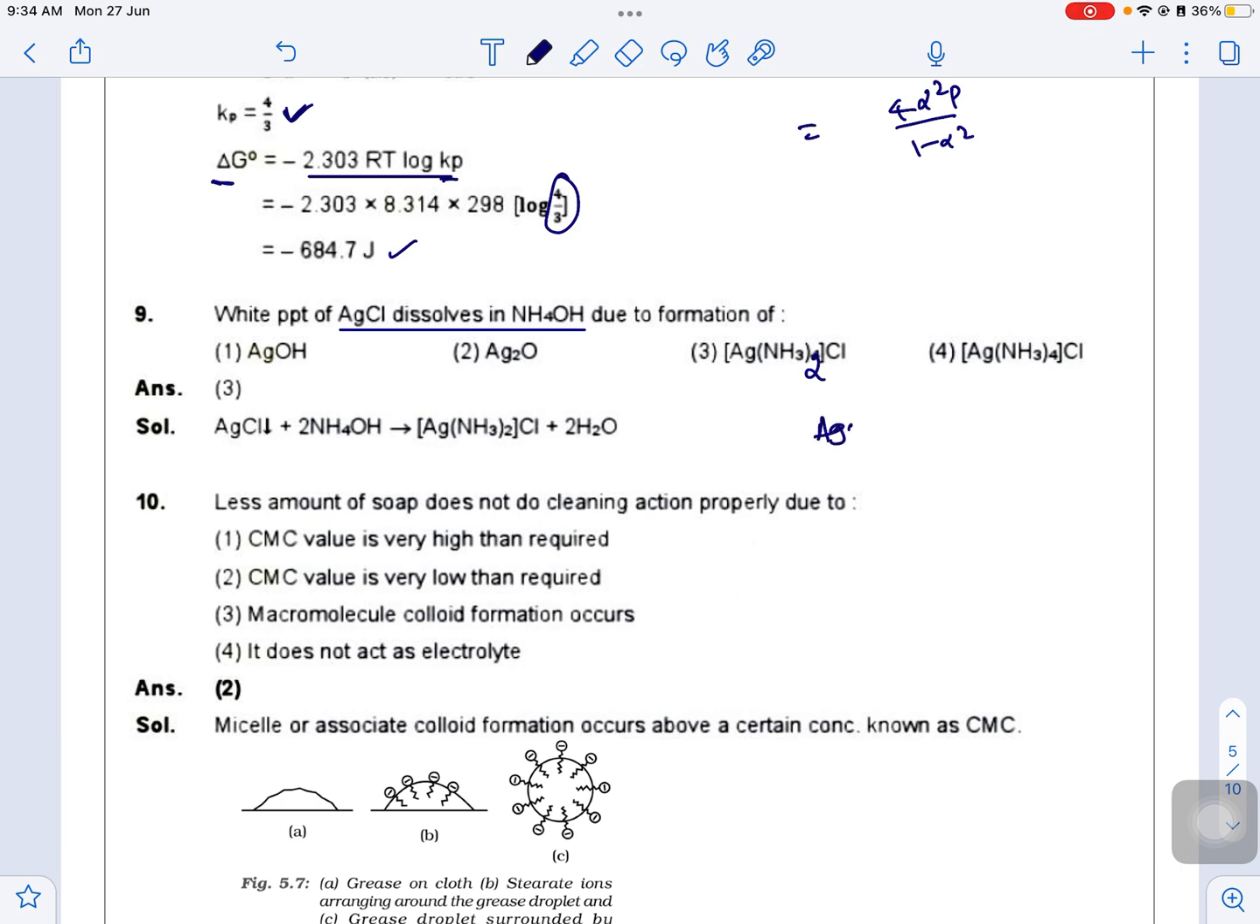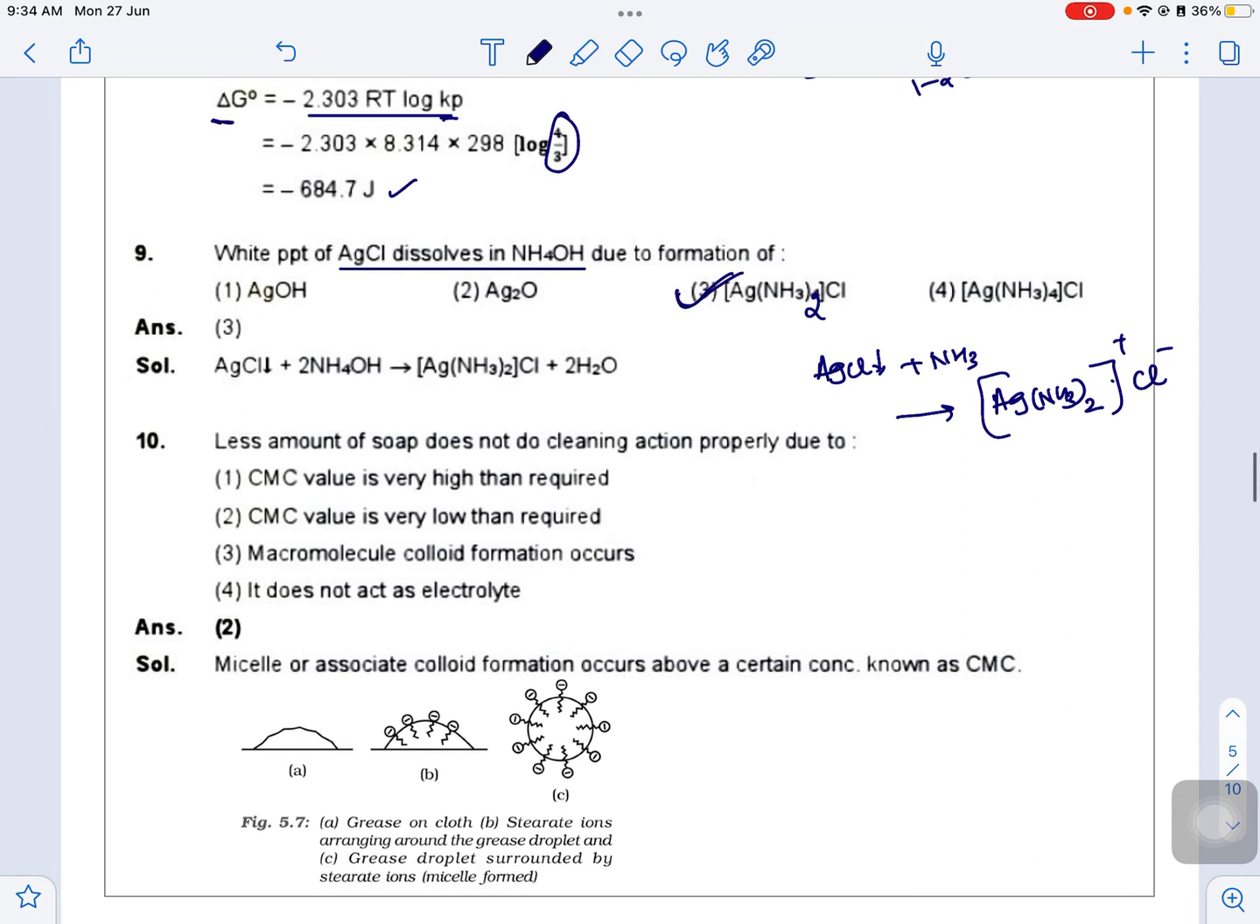So AgCl is a white precipitate. On adding excess ammonia, it dissolves to form a 2 coordinated complex, Ag(NH3)2 Cl, that is [Ag(NH3)2]+ and Cl minus. So we'll get option 3.